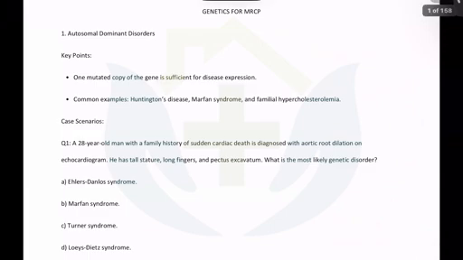So let's begin the topic with the biggest chunk of the genetic disorders, that is autosomal dominant disorders. Now, I always tell my students that there are two types of disorders as far as autosomal genes are concerned, which are autosomal dominant and autosomal recessive. The autosomal dominant diseases are more or less structural diseases. So wherever you find a structural disease, there are high chances that the patient will have an autosomal dominant disorder.